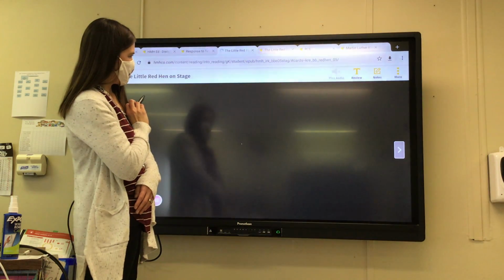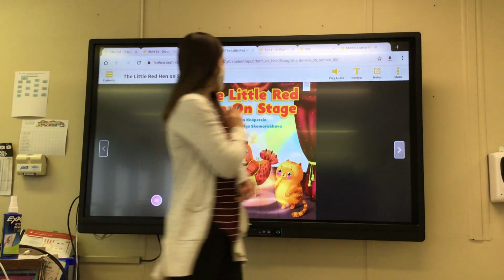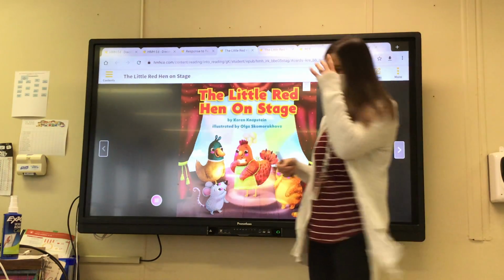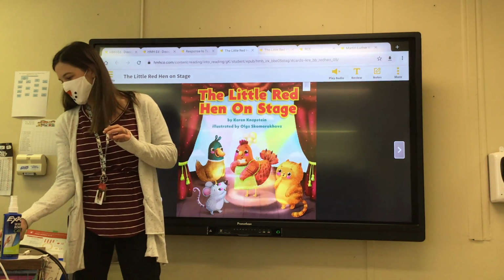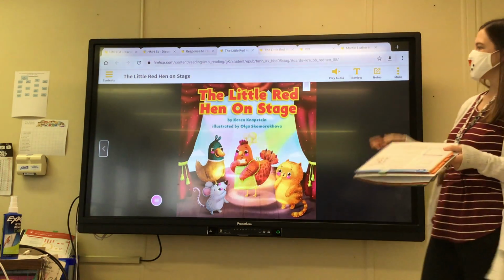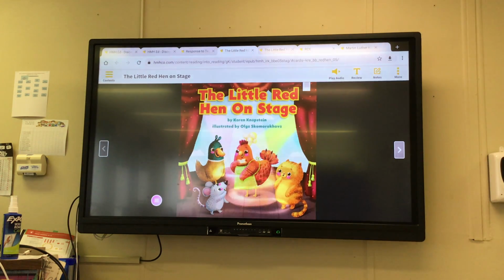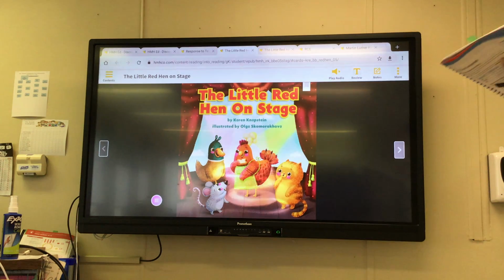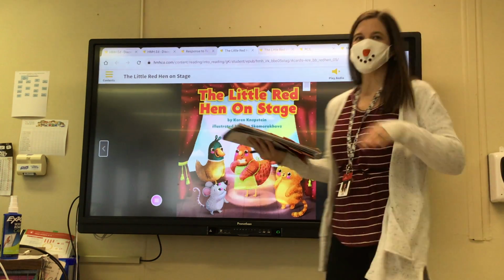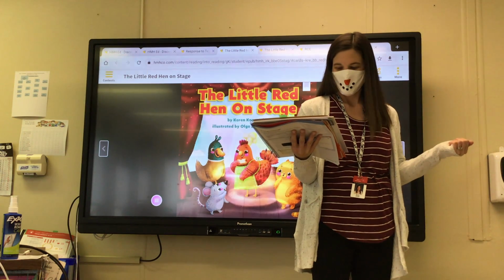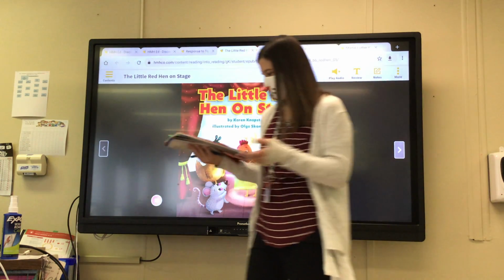let's pull it up here. The Little Red Hen is on stage. So today, in our My Book, we are going to look at two versions of a story that's very similar and think about what is the same and what is different. Okay? So we're going to look over here.